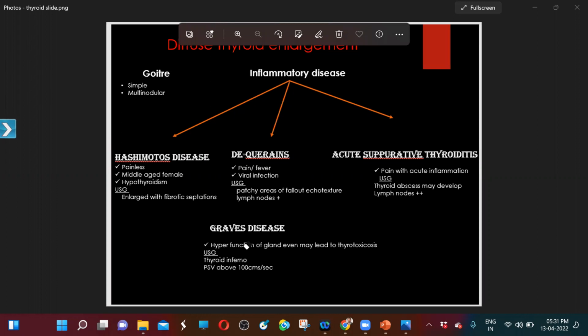In your comment boxes, where will you expect it? Though both are autoimmune diseases. So point number one is that peak systolic velocity in the inferior thyroid artery will be high in Hashimoto's as well as in Graves' disease. In your comment boxes now, 15 seconds only.